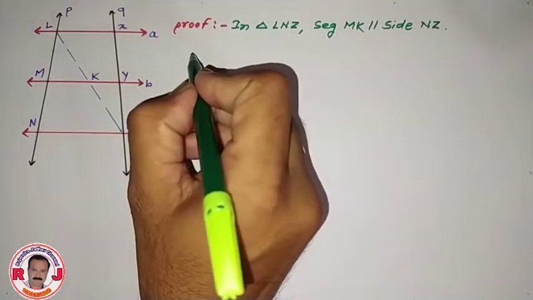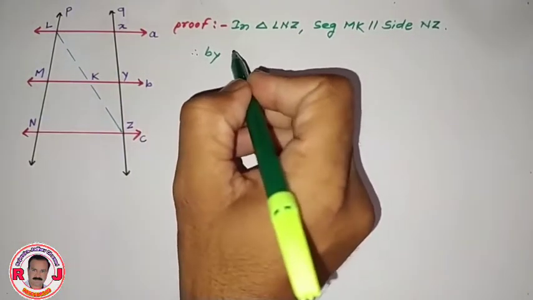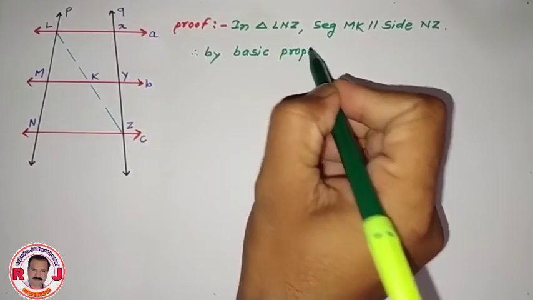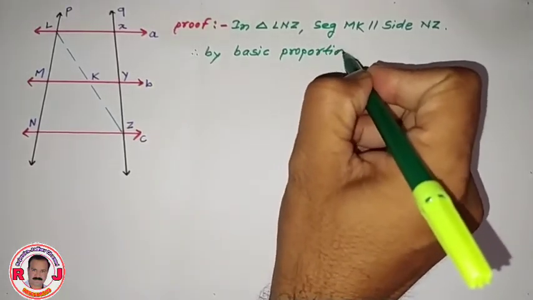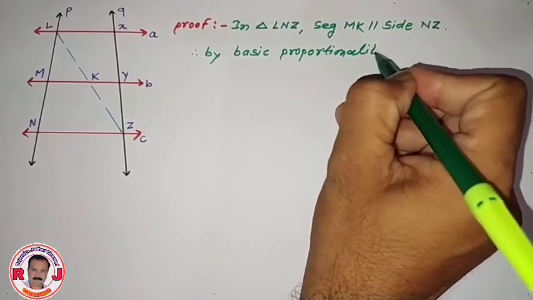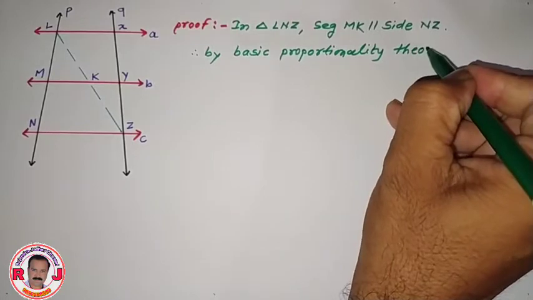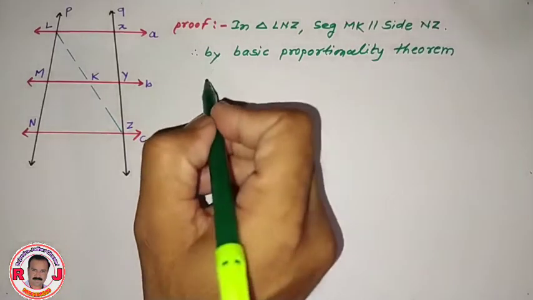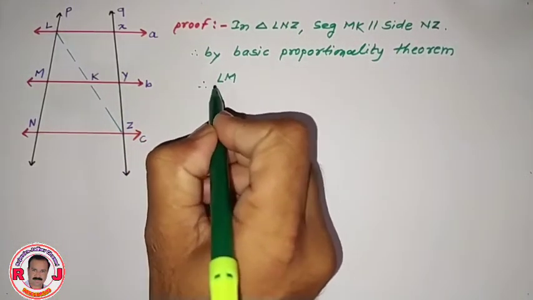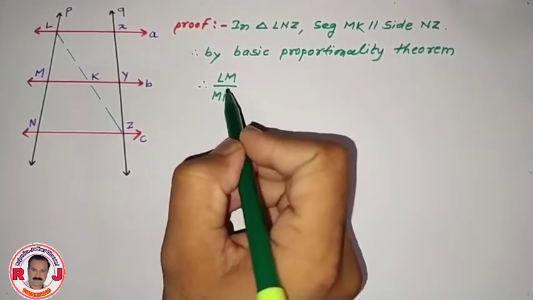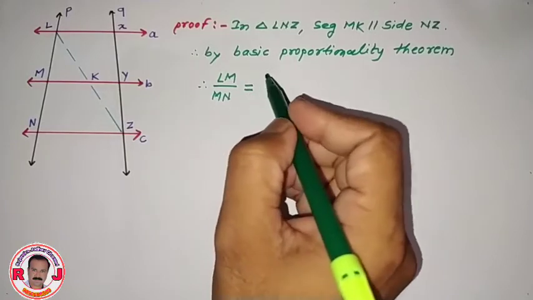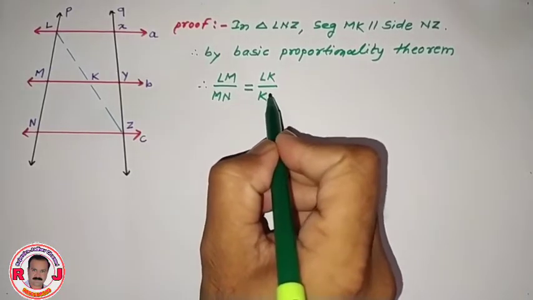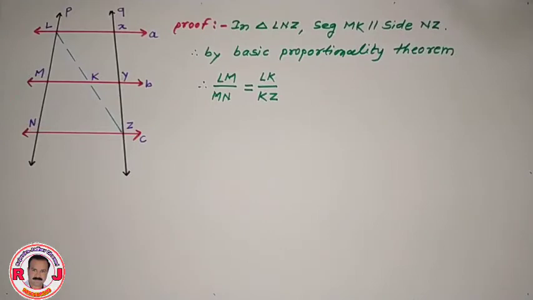Using the basic proportionality theorem, here LM upon MN is equal to LK upon KZ. This is the first statement.